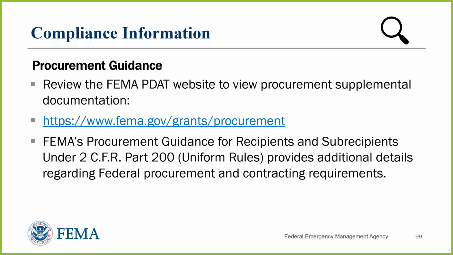Said we would mention this again. Procurement is one of the biggest areas that we see funds being de-obligated, and we never want that to happen. So if you're ever procuring a contract, you want to make sure you're following the 2 CFR procurement guidelines for recipients and subrecipients to make sure you're following federal procurement and contracting requirements. If that information doesn't mean anything to you, I strongly recommend you check out FEMA's PDAT, and that's Procurement Disaster Assistance Training. They're also on FEMA.gov.